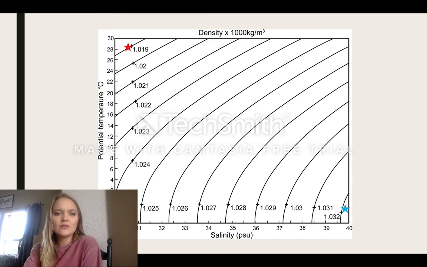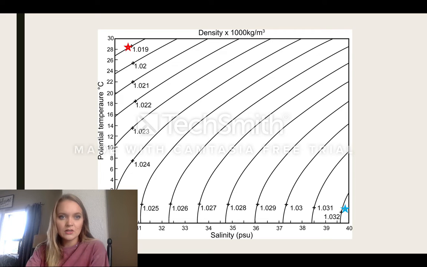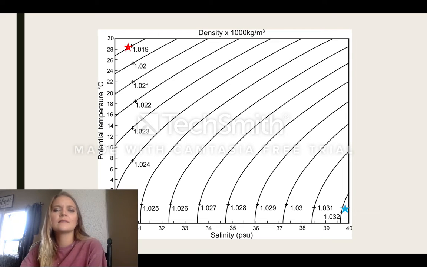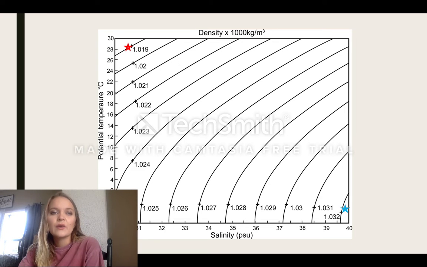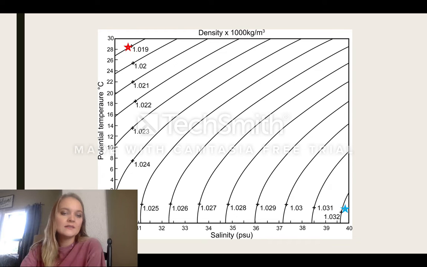And this graph is a good visual representation of that relationship. Those diagonal and curved lines are lines of density. And where the red star is, you can see the lowest density, which is where temperature is highest and salinity is lowest. And where the blue star is, there's the highest density, where salinity is the highest and temperature is the lowest.